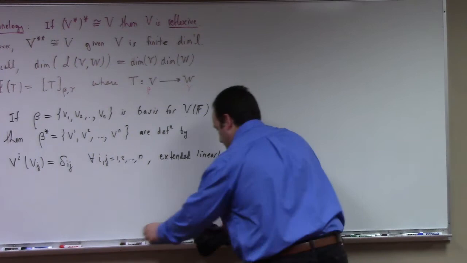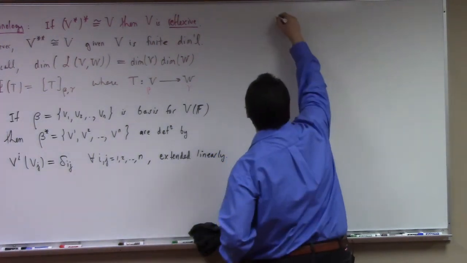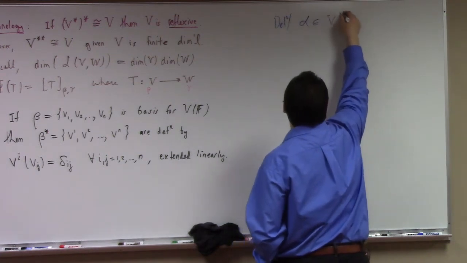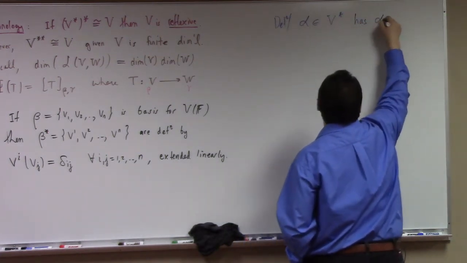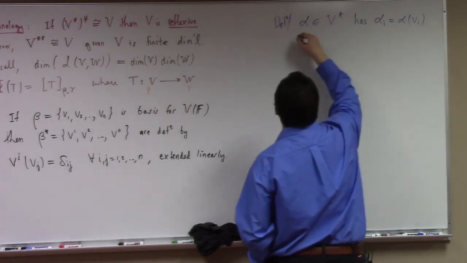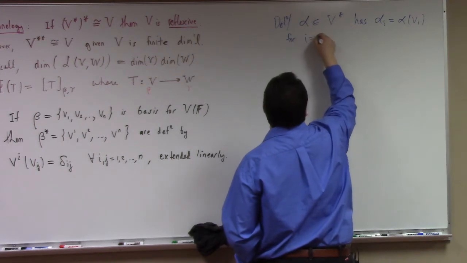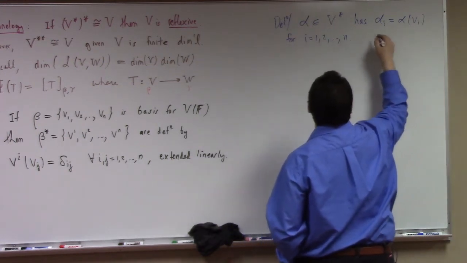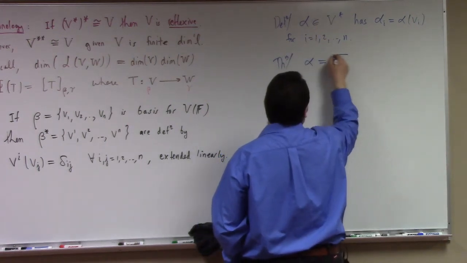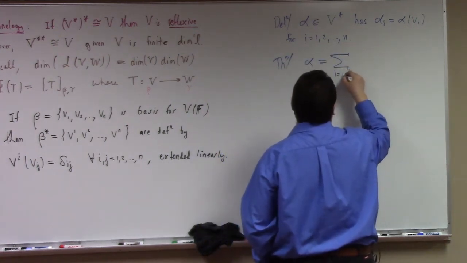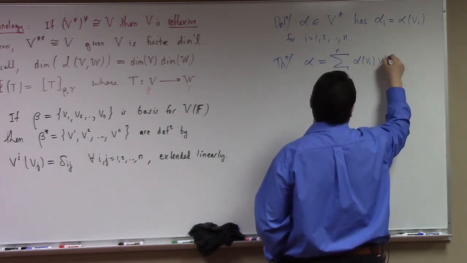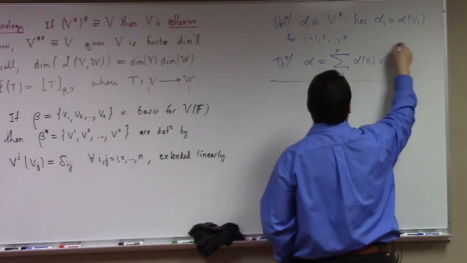So let me recap here. Definition: alpha in V dual has alpha sub i equal to alpha of Vi, right? Where i equals 1 to n. And we just proved the theorem that alpha is equal to the sum, i equals 1 to n, of alpha sub i, V upper i. Right?